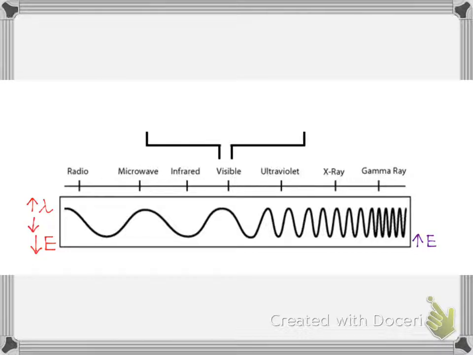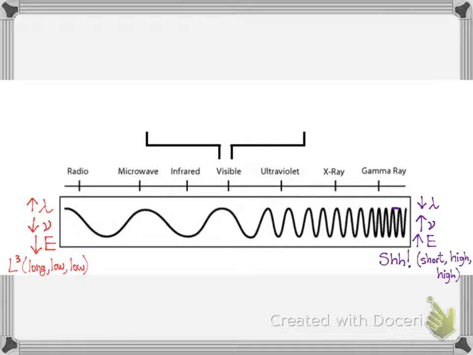So, the way to remember this, the fact that on the radio end of the spectrum you have a long wavelength, but you have a low frequency and low energy, is that you can remember this is the L-cubed end of the spectrum. Which means on the gamma ray end of the spectrum, the really high energy end, you'll notice the wavelengths are really small, really close together. So they have very short wavelengths. But that means they're coming by very, very frequently because they're so short. So if you have a higher energy, you're also going to have a higher frequency. So this is the shh end of the spectrum, which just stands for short, high, high.